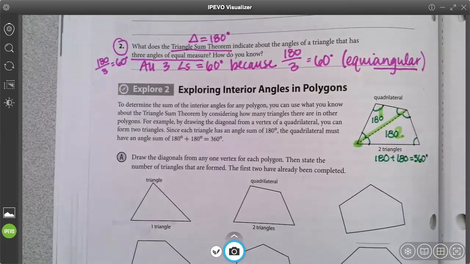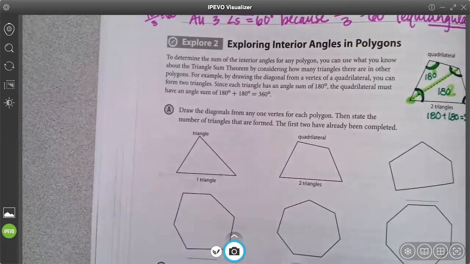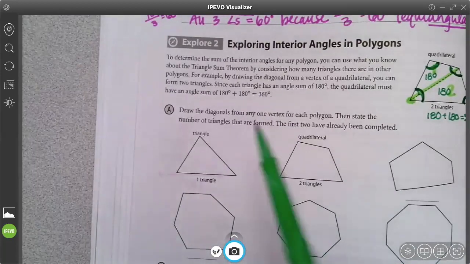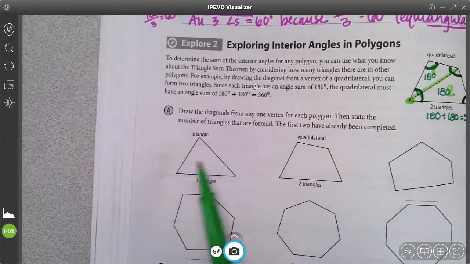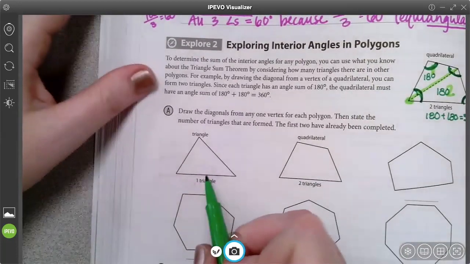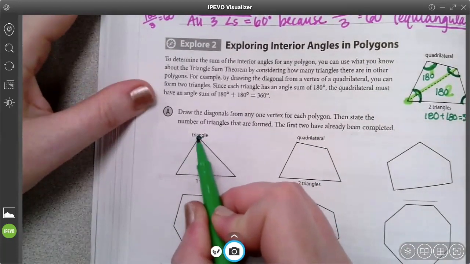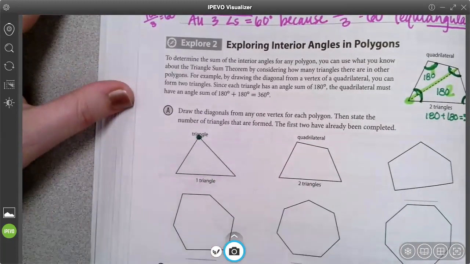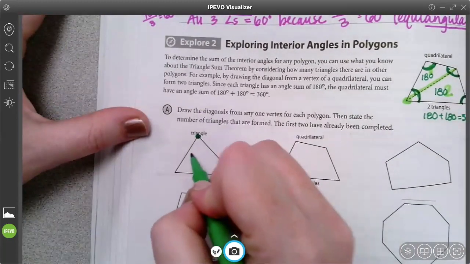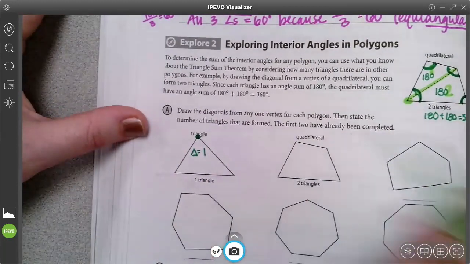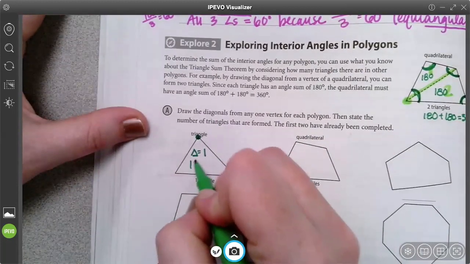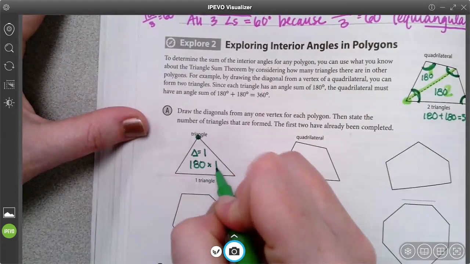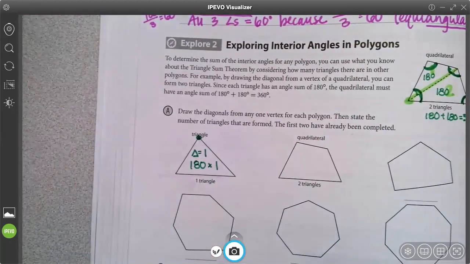So it says draw the number of diagonals from any one vertex of each polygon, then state the number of triangles that are formed. Well, of course, a triangle, if we start with one corner, we've already connected the other two. So the number of triangles is 1. The number of degrees is going to be 180 times 1, which is, of course, 180.